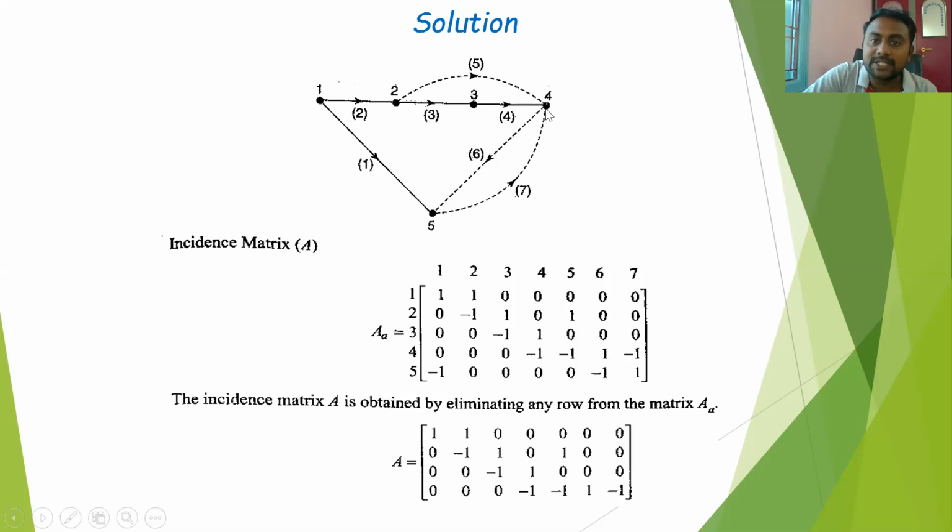The fourth node is associated with 4, 5, 6 and 7. 4, 5, 7 are the incomings, 6 is outgoing. So I place 4, 5, 7 as minus 1, and 6 as outgoing plus 1. For the fifth node, the associated branches are 1, 6, 7. 1 and 6 are incoming, 7 is outgoing. So for 1 and 6 I am placing minus 1 and for outgoing 7 plus 1. By removing the last row, we get the incidence matrix A.